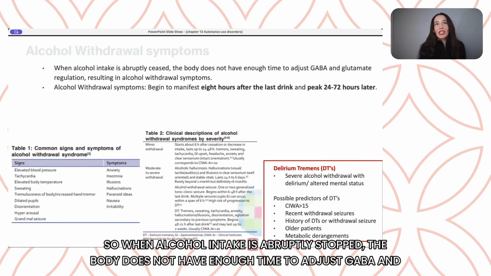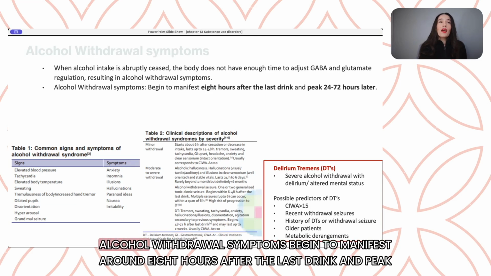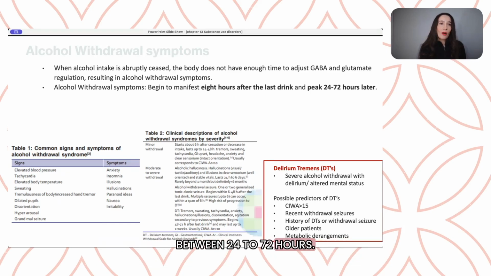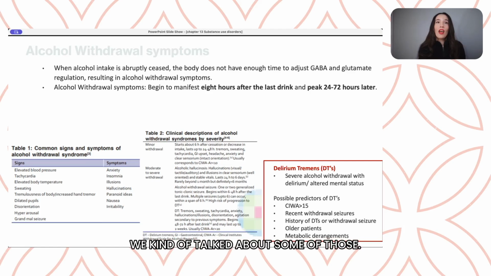So when alcohol intake is abruptly stopped, the body does not have enough time to adjust GABA and glutamate regulation, and it results in alcohol withdrawal syndromes or symptoms. Alcohol withdrawal symptoms begin to manifest around 8 hours after the last drink and peak between 24 to 72 hours. So you can see here the common signs and symptoms of alcohol withdrawal. We kind of talked about some of those.